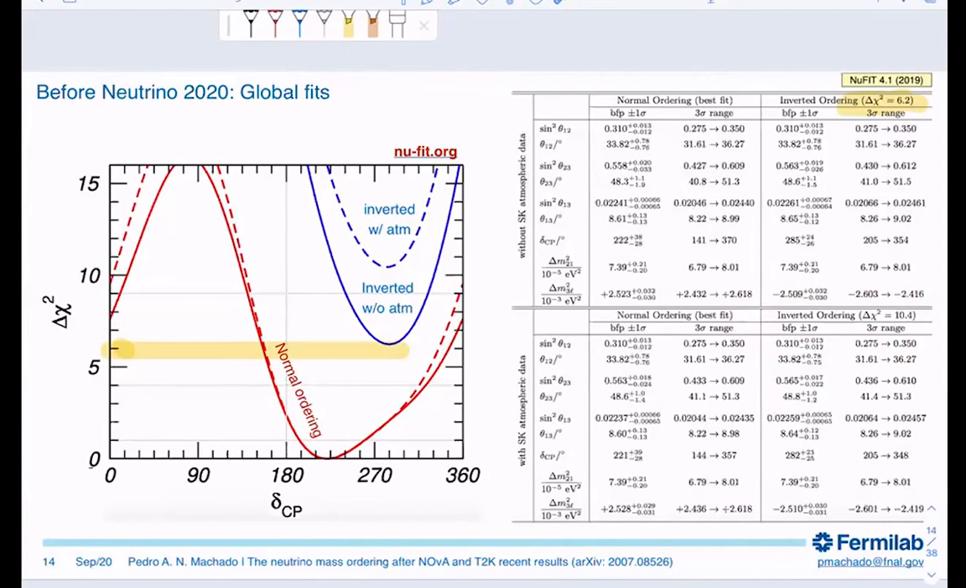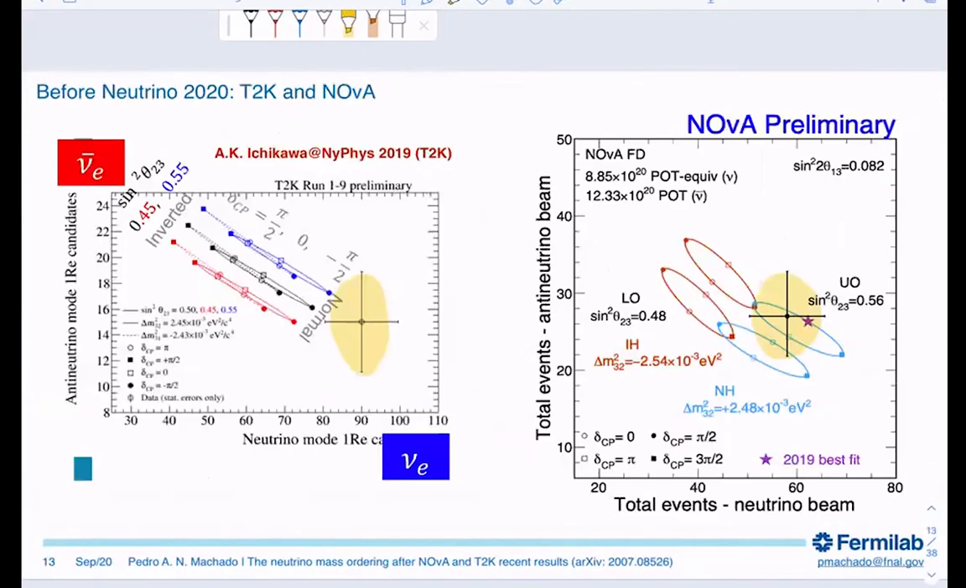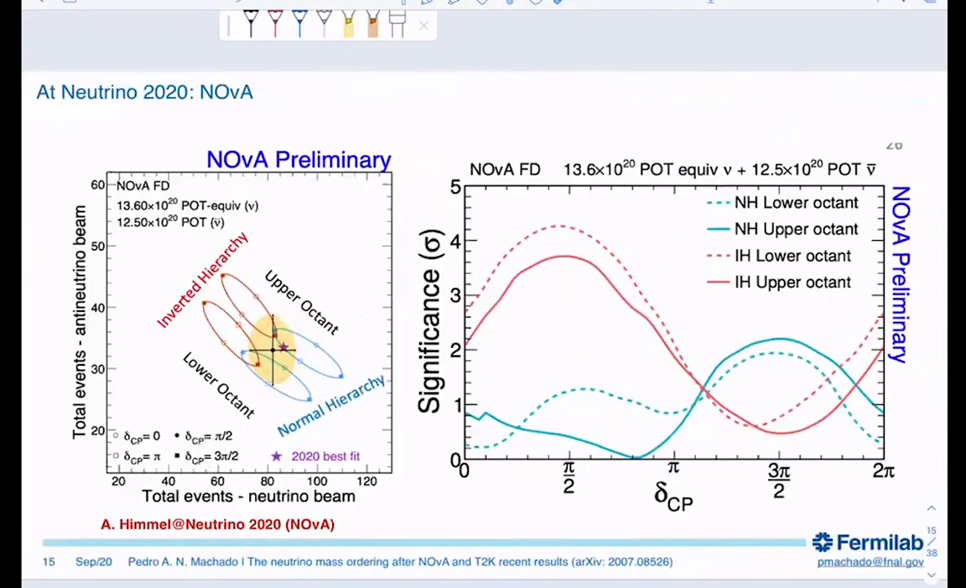So now what happened at Neutrino 2020? At Neutrino 2020, the NOvA data slightly moved, but not much. So it's very much compatible. Let me show you the previous data. You see here, kind of touching the inverted ordering and right in the middle of the blue ellipse. Here is kind of almost the same, right? So it didn't change much. So basically for NOvA, everything is still fine, all the values of delta CP.